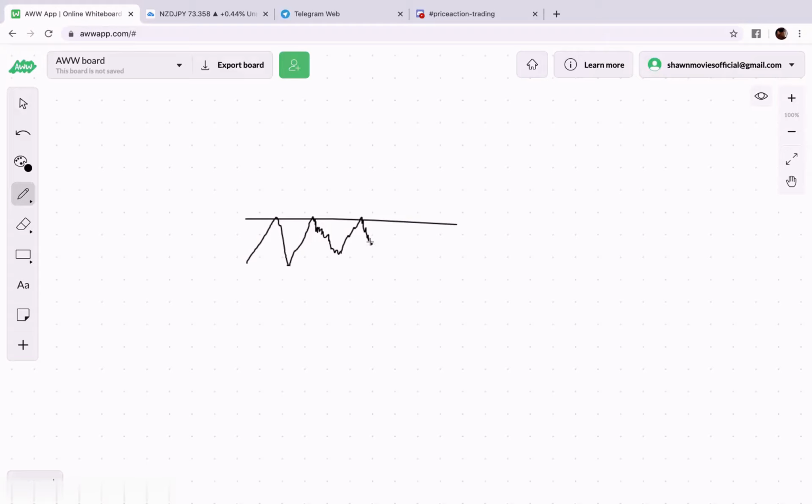Now what happens in the case that price gets above this area? Well, that would be called a break of a horizontal support resistance level, or a break of a level, or a break of resistance, however you want to call it. And then after price gets above that area, if price comes back to this level and touches it, this is called a retest of this horizontal support resistance level.